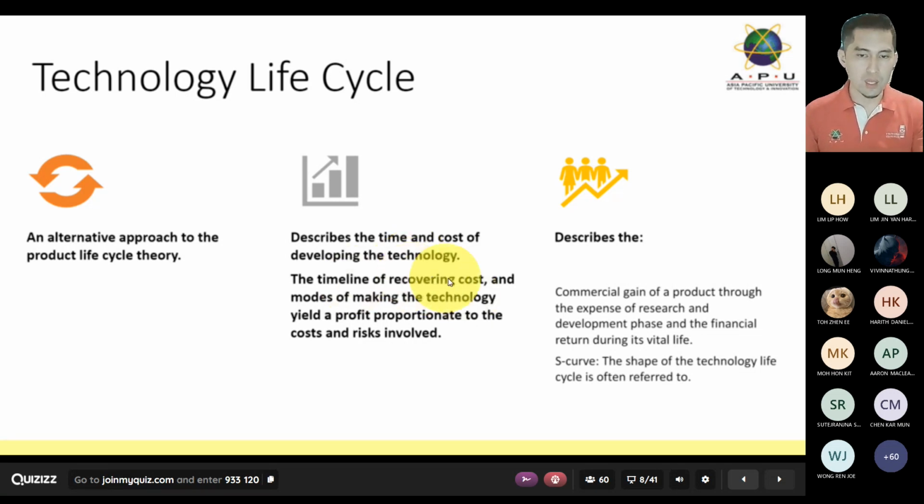The timeline, of course, recovering the costs and modes of making the technology will then reveal itself to you, to see whether you are using the right resources, pumping in the right amount of investment, trying to gain more from the technology overall. So a lot of it, why you see an icon of people here and a graph there, is because it depends on the commercial aspects of the technology.